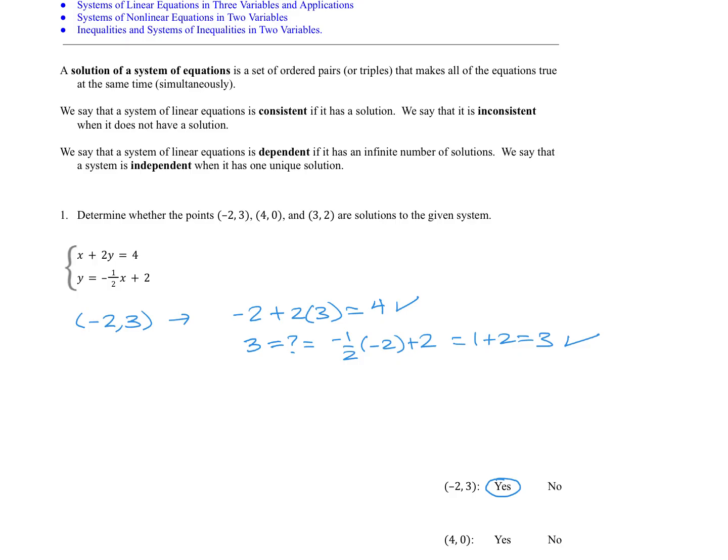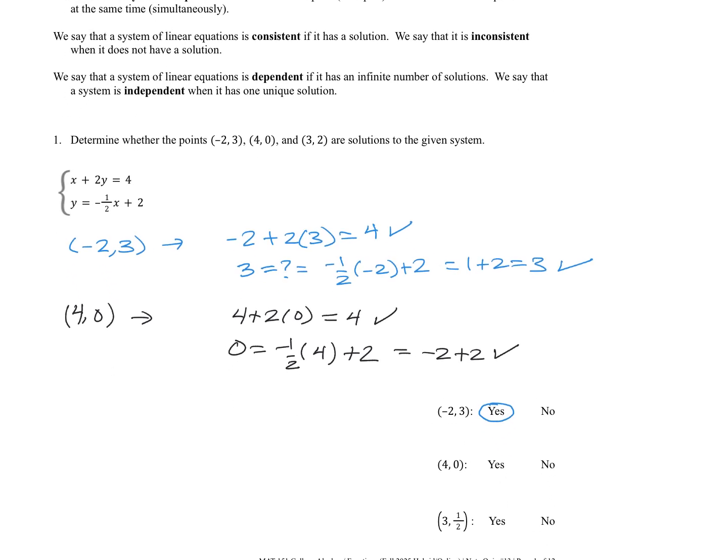All right, now let's do the next one, and that is 4, comma 0. Once again, we substitute into both equations. So for the first equation, that is 4 plus 2 times 0, and that does make 4, so it checks in the first. For the second, we want to see if 0 is equal to negative 1/2 of 4 plus 2, and that does make negative 2 plus 2, so that checks out as well. So the ordered pair 4, comma 0 is also a yes.